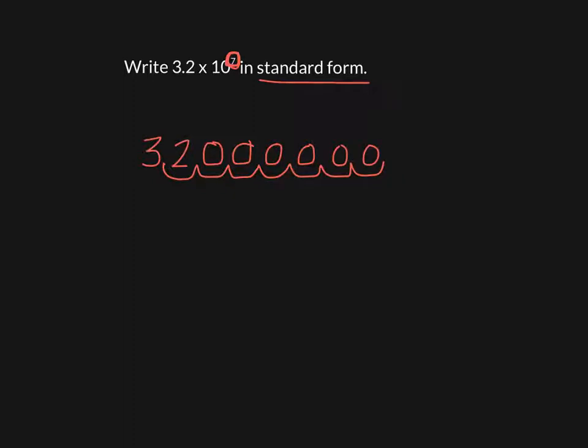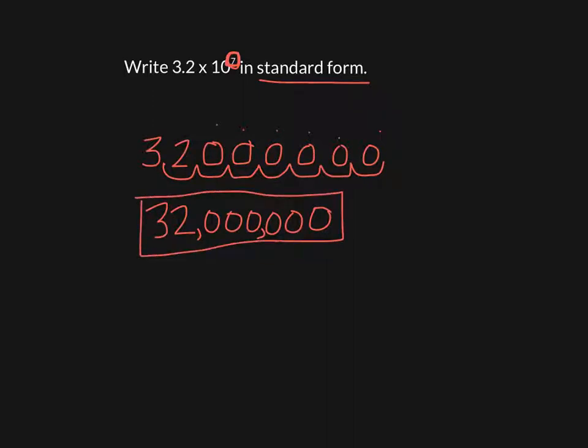Okay, so now I'm going to write down my number. 3, 2, and I need 1, 2, 3, 4, 5, 6 zeros. Now I'm going to go back every third digit and put a comma in. 32 million is what number that is. Okay, so again, I just write down my decimal. Our exponent tells us how many times I need to move the decimal point, and then I write my answer down. Let's look at one more problem here.